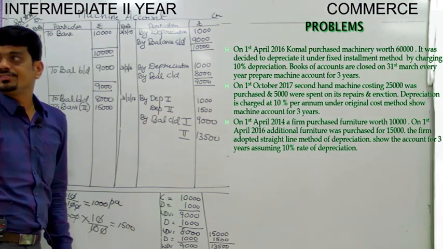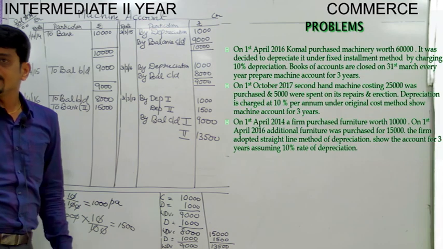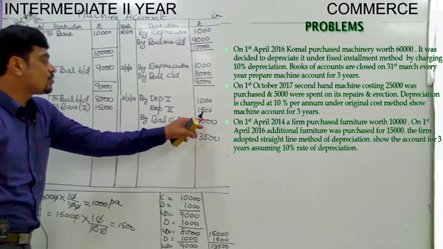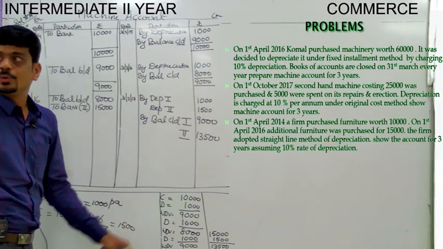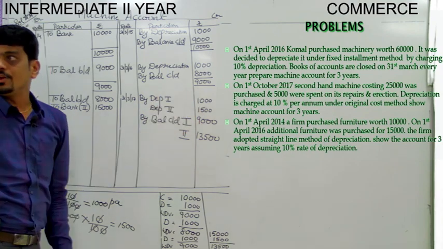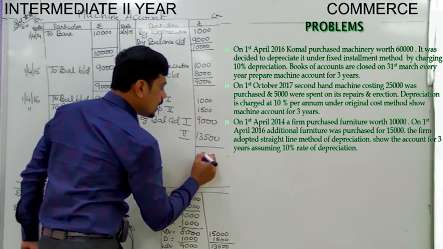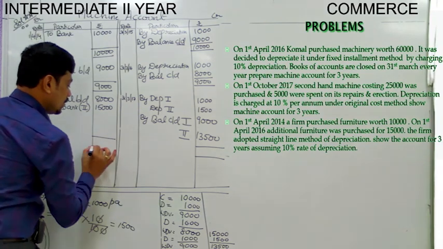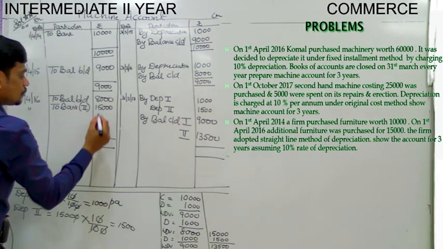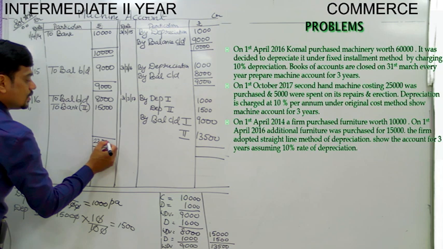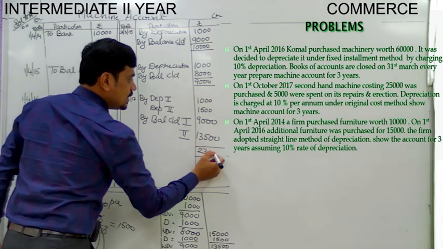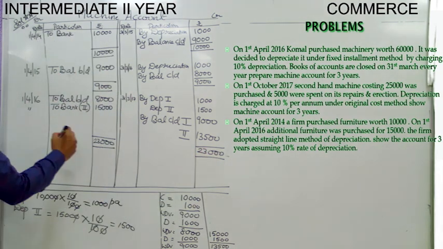That is your choice. No issues at all. You can even write with addition, that is 22,500. Here you can write 22,500 also. Close the account, but showing separately is better. So 23,000 here, and 23,000 here. Bring down the balance.